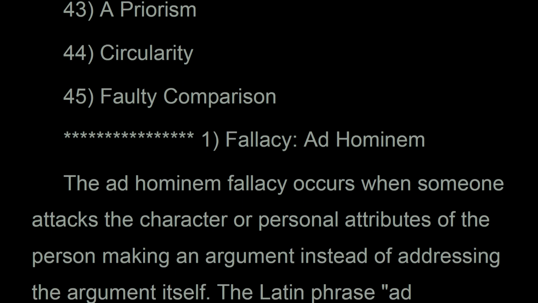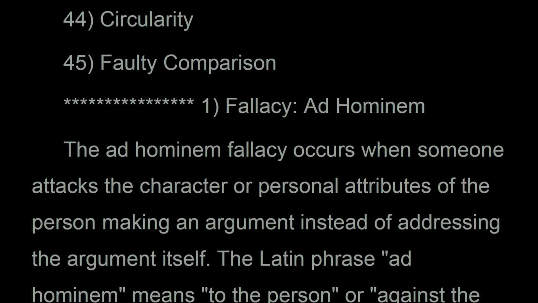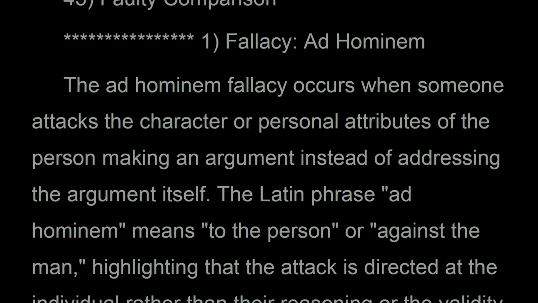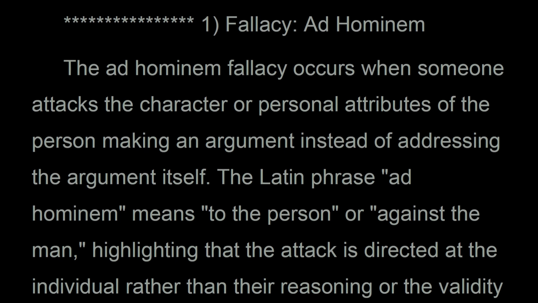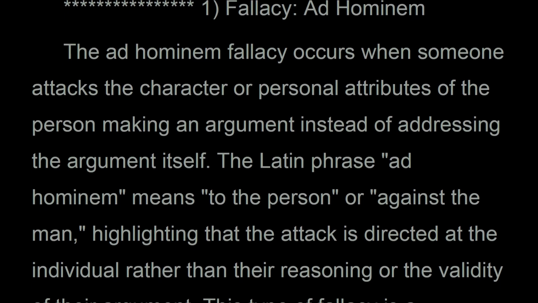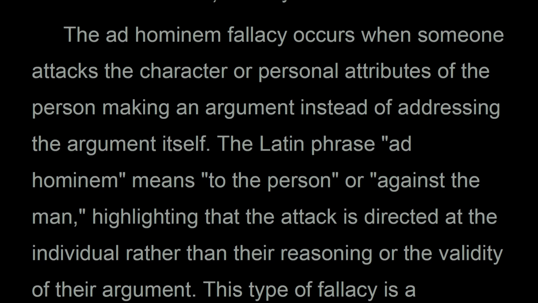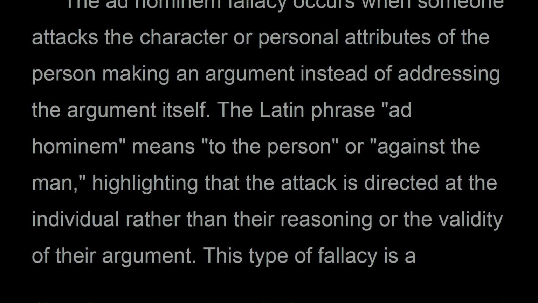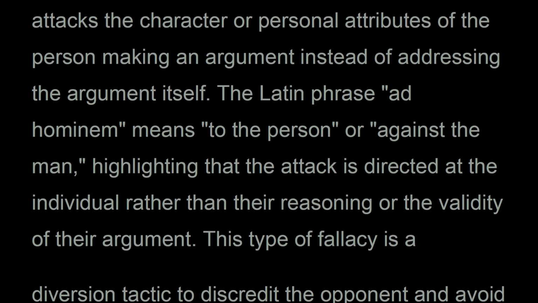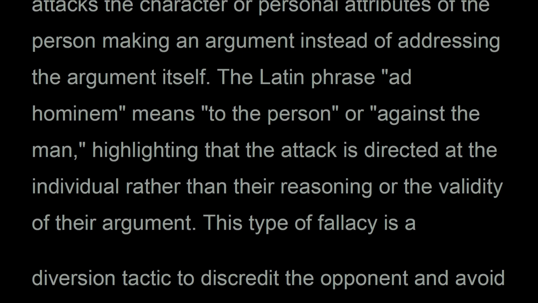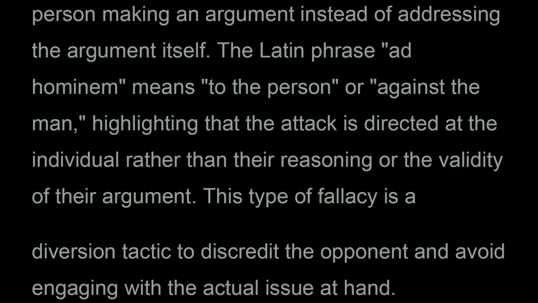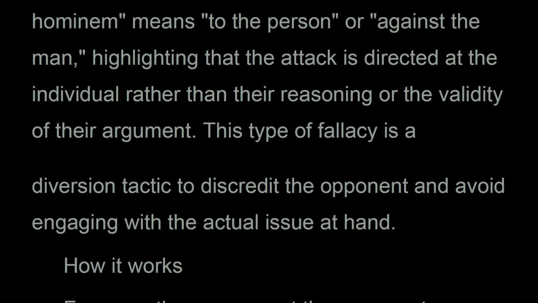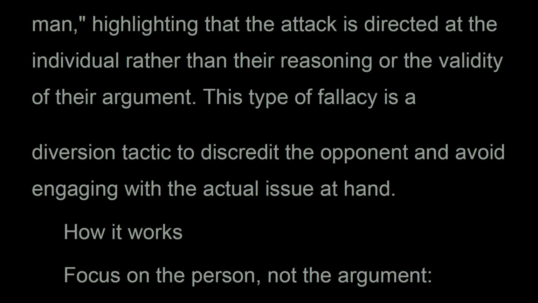1. Fallacy. Ad hominem. The ad hominem fallacy occurs when someone attacks the character or personal attributes of the person making an argument instead of addressing the argument itself. The Latin phrase ad hominem means to the person or against the man, highlighting that the attack is directed at the individual rather than their reasoning or the validity of their argument.